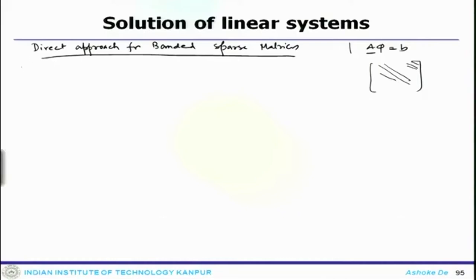In this category, the first one which we will talk about is the tri-diagonal matrix algorithm, which is called TDMA. And what happens?